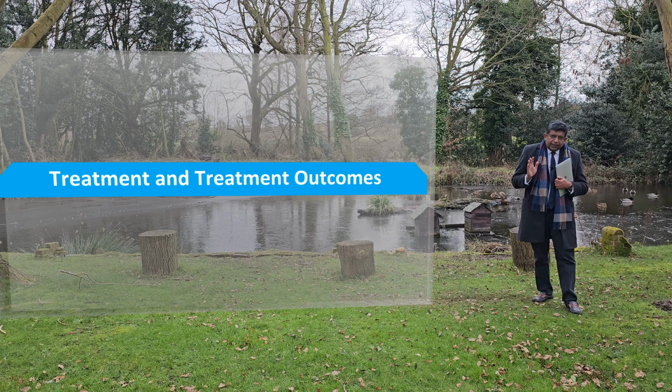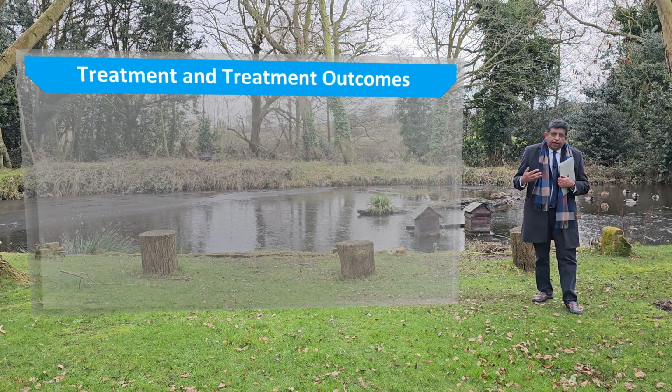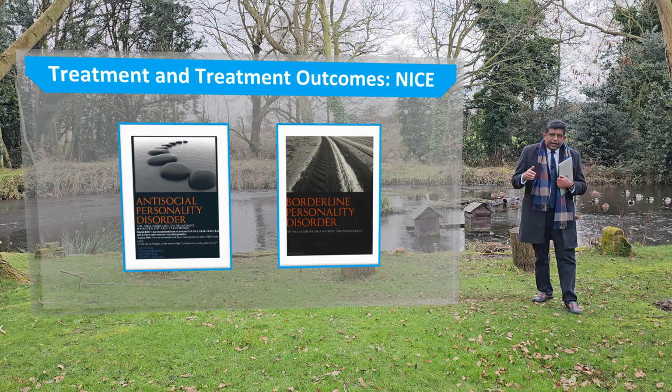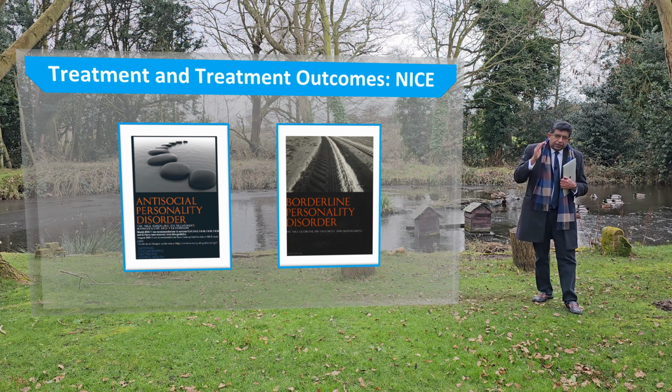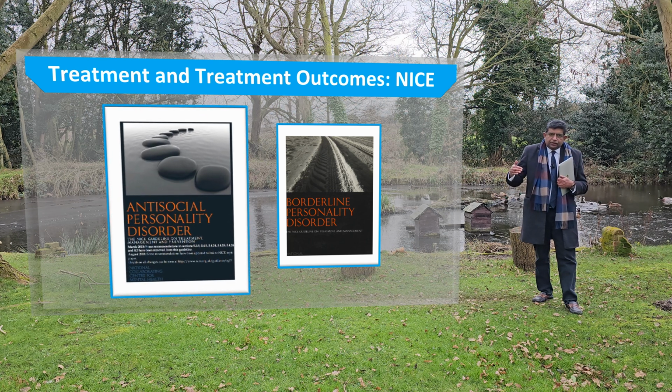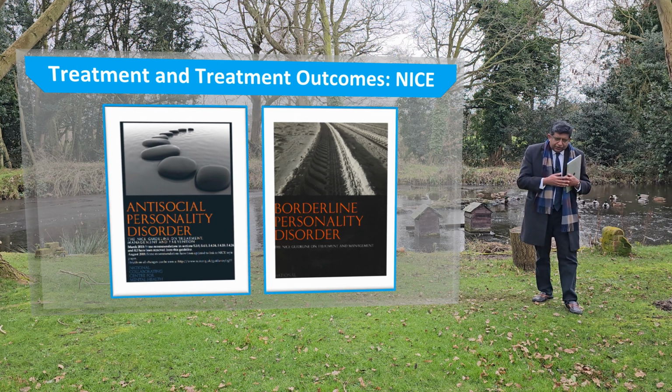To begin with, if one looks at the best sources of evidence, they are the NICE guidelines on this and related topics. Coming up behind me, I have put the key guidelines there. There are 2 specific NICE guidelines on personality disorders. They are on antisocial personality and borderline personality disorders. They're quite thick volumes.